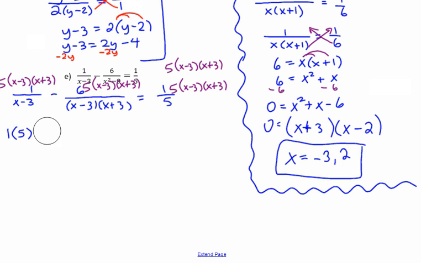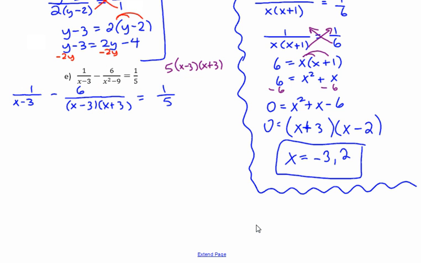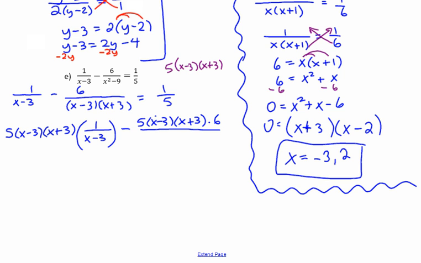Okay, so here, I'll write the extra step. Each one of these, you're going to multiply by your lowest common denominator. You guys getting this down? Okay, so we're multiplying 5 times x minus 3, x plus 3, and there's also a 6 on the numerator, all over the x minus 3, x plus 3. I'm running out of room.